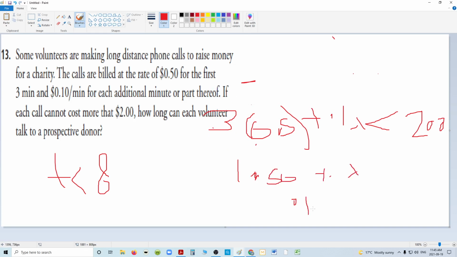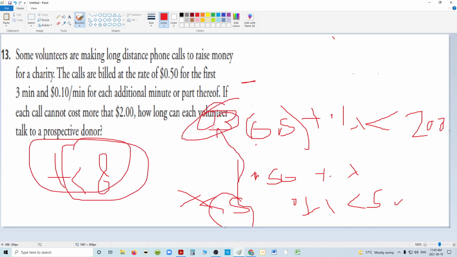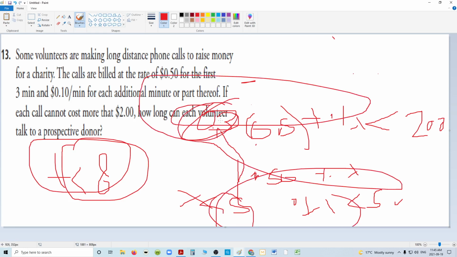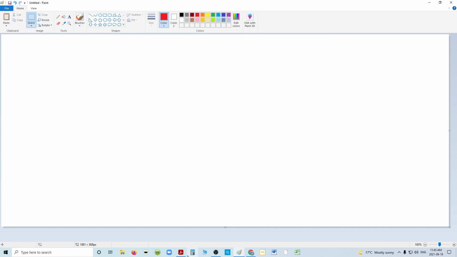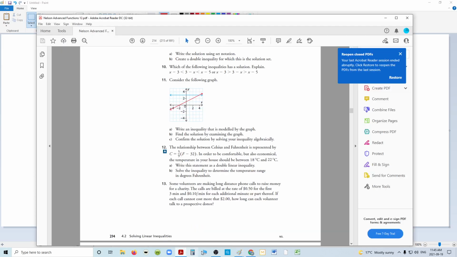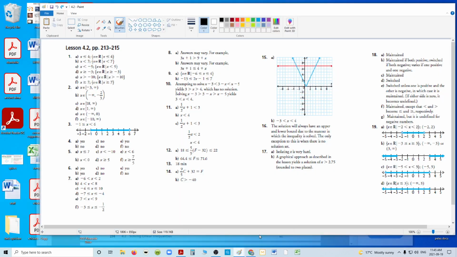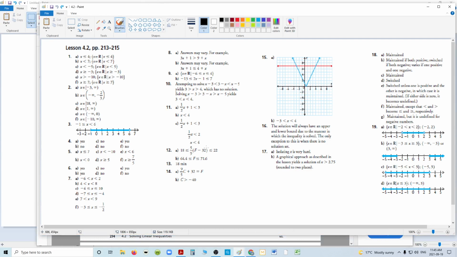That means 0.1x must be smaller than 50 cents, which means x must be smaller than 5, except I've already had a 3-minute call in there. I've already had 3 minutes accounted for. I mean, this algebraically works, although you have to remember that you threw 3 minutes in there. And if you look at your answers, I believe that's what you'll get. 18 minutes. Did I misread that question?